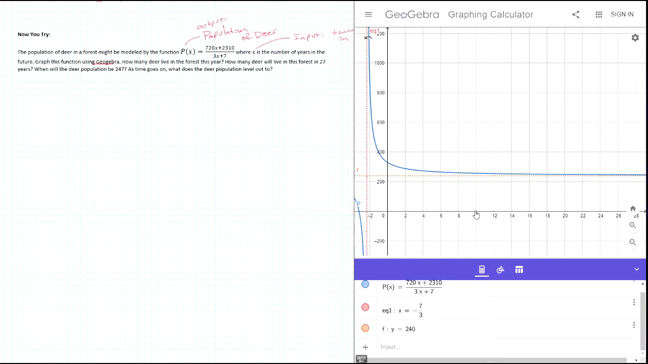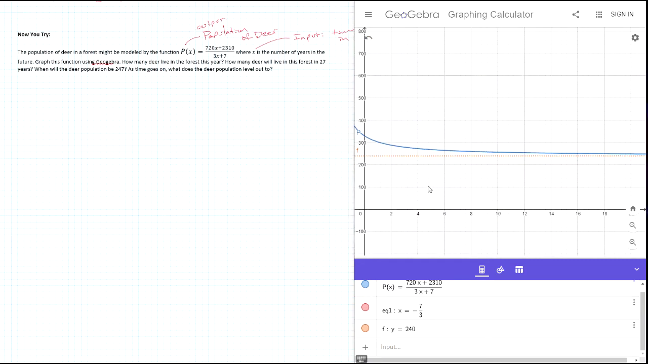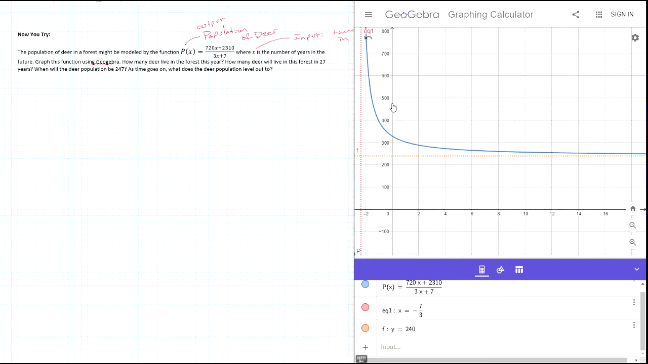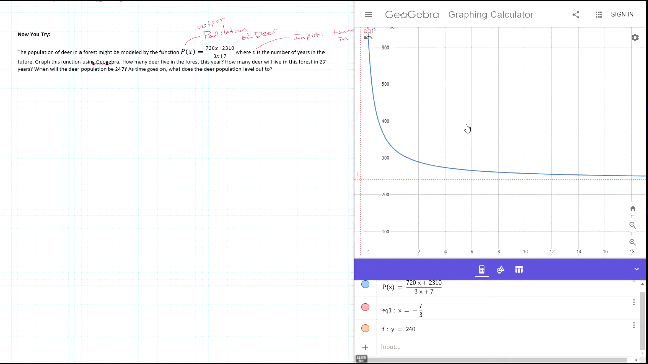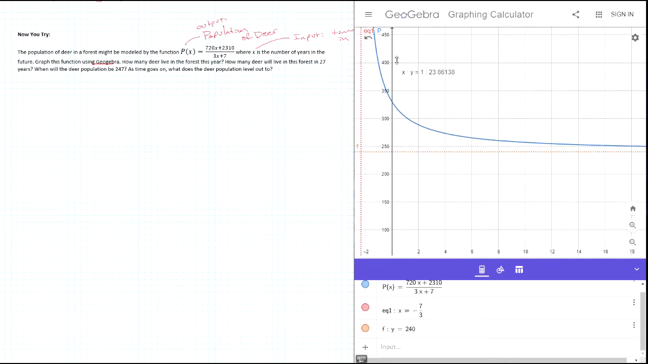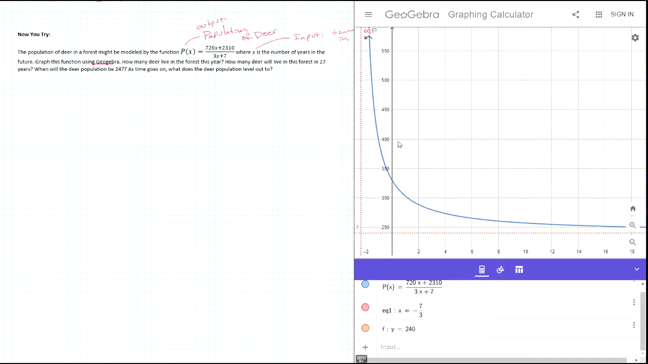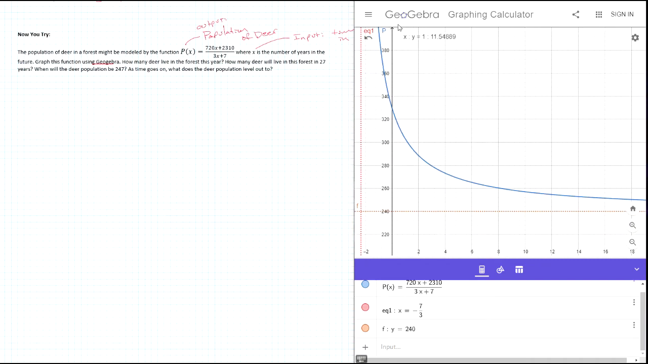And now we can really just focus in on what's going on with this deer population in the positive time world here. Okay, just exaggerate this a little bit. Okay, there we go. Let's go ahead and take a screenshot so I can draw on this.